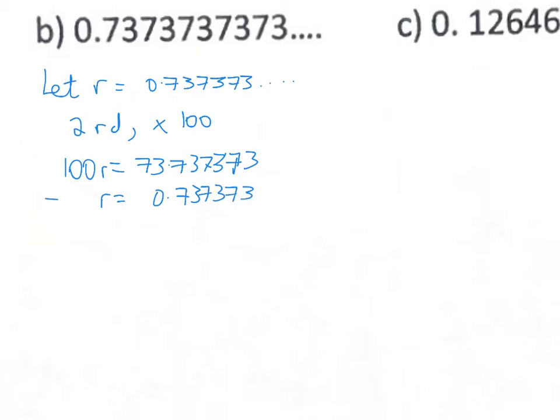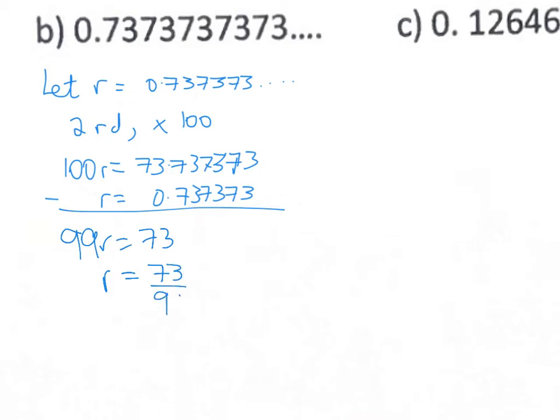0.737373, and what we have again is that the 3's line up, so they take away and get 0, as do the 7's, as do the 3's, as do the 7's, and we're left with 99R is equal to 73. Dividing by 99 we get that R equals 73 over 99, and that can't be simplified.